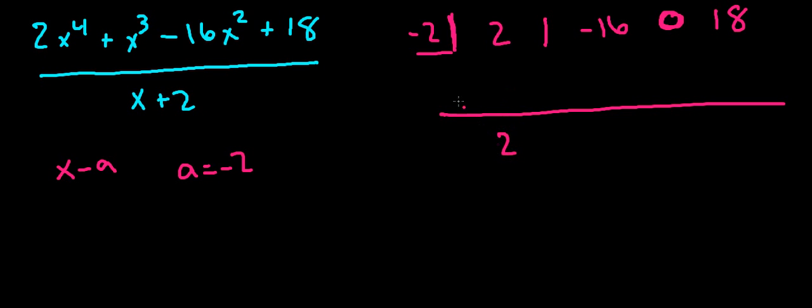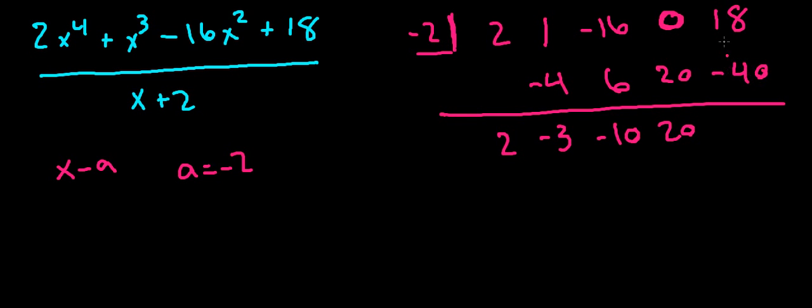Bring down 2, minus 2 times 2 is minus 4. Add these, this is minus 3. Minus 2 times minus 3 is positive 6. Add these together is minus 10. Minus 2 times minus 10 is 20. 20 plus 0 is 20. Minus 2 times 20 is minus 40. Add these together and we get a remainder of minus 22.